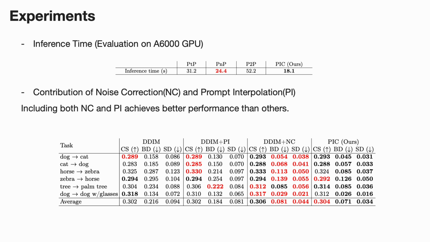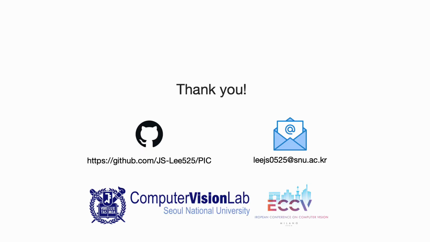And we measured the inference time on the A6000 GPU. The inference time of PIC is 18.1 seconds, which is much faster than others. Finally, we consider using only noise correction or prompt interpolation in our method. As shown in the table below, we found that PIC using both noise correction and prompt interpolation achieves the best performance.